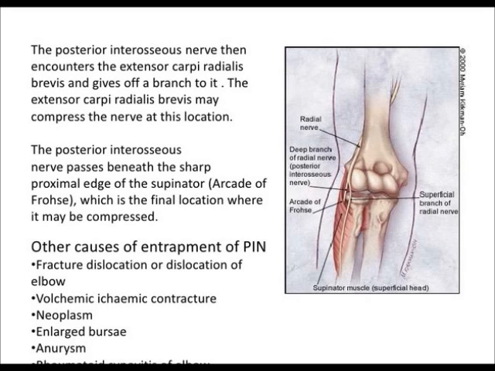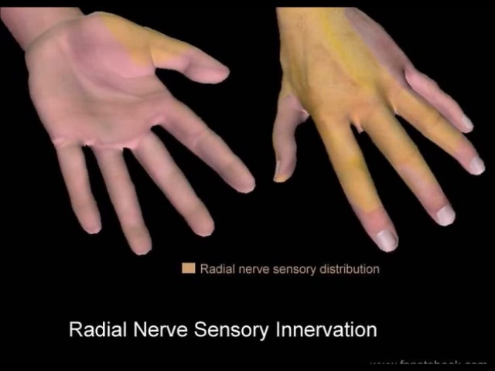Other causes of entrapment include fracture or dislocation of the elbow, Volkmann ischemic contracture, neoplasms, enlarged bursa, anomalies, and rheumatoid synovitis of the elbow. Radial nerve sensory innervation.